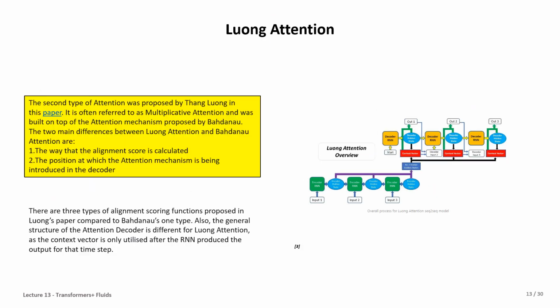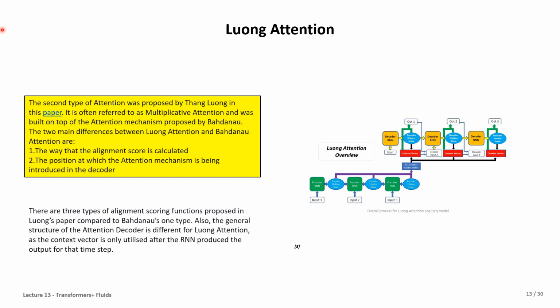The second type of the attention mechanism is Luong attention, which is proposed by Luong. It is often referred to as multiplicative attention, and it was built on top of the attention mechanism proposed by Bahdanau. The two main differences between the Luong attention and Bahdanau attention are the way that the alignment score is calculated, and the position at which the attention mechanism is being introduced in the decoder.